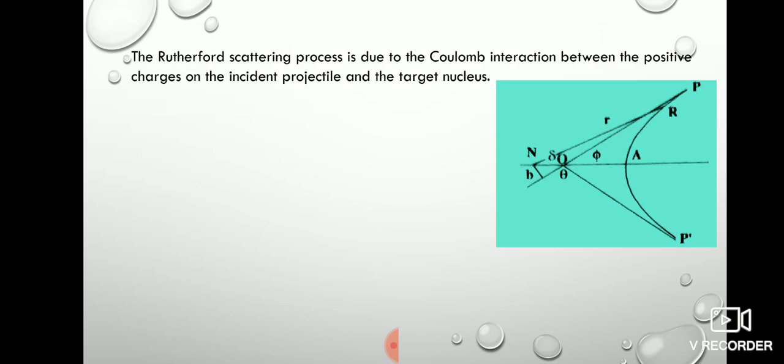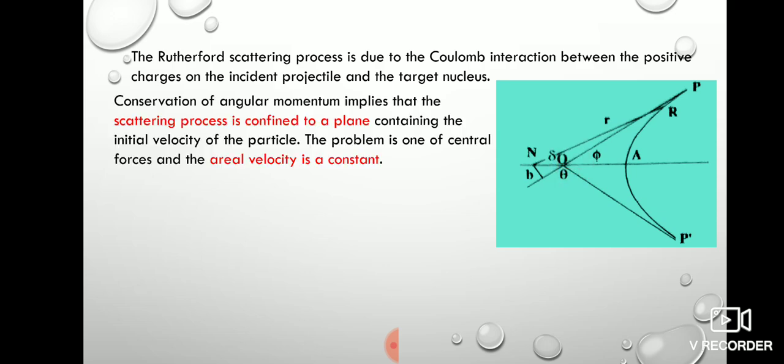Let us consider the Rutherford scattering process. It happens due to Coulombic scattering, or Coulombic interaction, between the particles. So the path of the projectile will be as shown in the figure, that is P A P prime. This is the path of the incoming projectile, and our target nucleus is located at the origin. Right. So the conservation of angular momentum implies that the scattering process is confined to a plane containing the initial velocity of the particle.